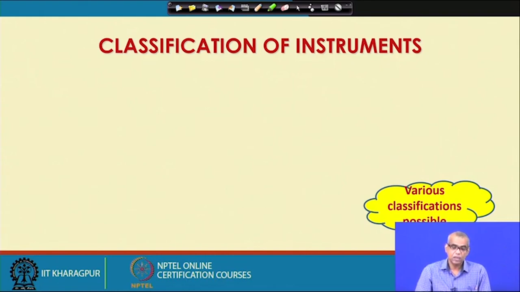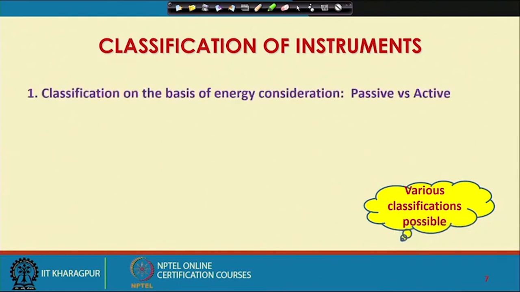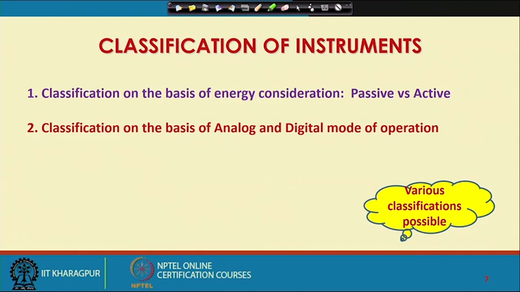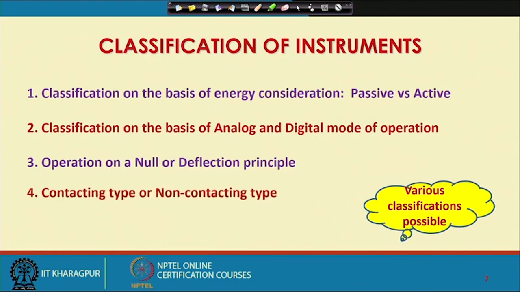So, let us look at how in other different ways we can classify various instruments. One possible classification is on the basis of energy consideration. We classify instruments as passive instruments or active instruments. Another classification may be on the basis of analog and digital mode of operation. It can also be classified on the basis of whether operation is on null or deflection principle. We can classify instruments depending on whether it is contacting type or non-contacting type. We can also classify instruments depending on whether it is automatic instrument or manual instrument. Now, we will go through each of these in some detail with some examples.